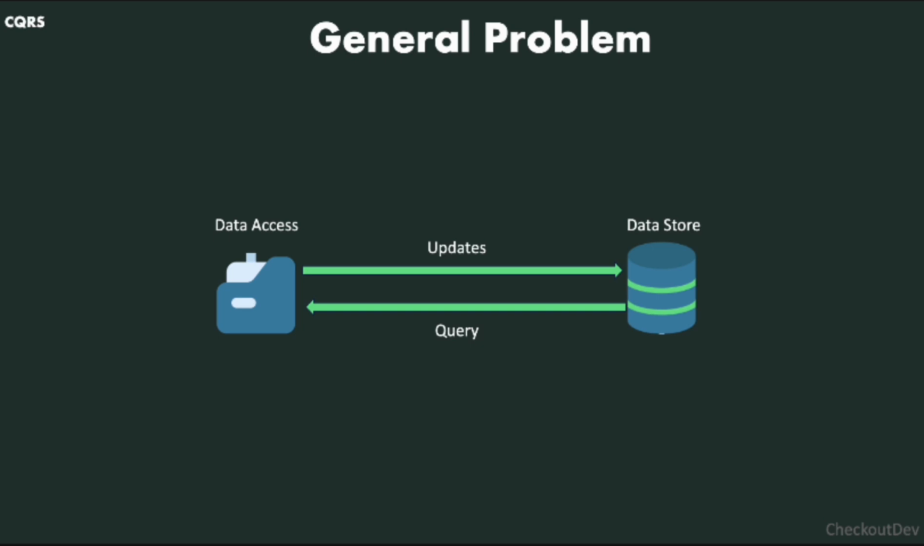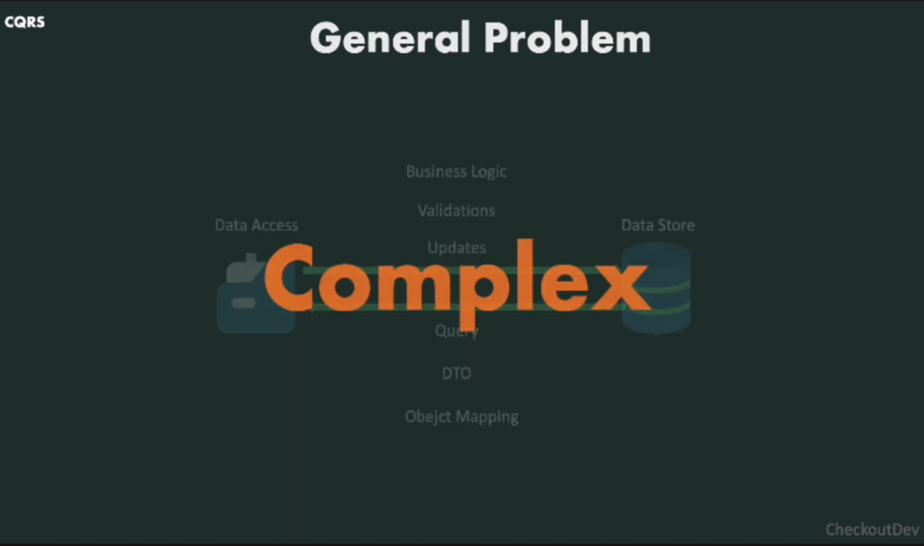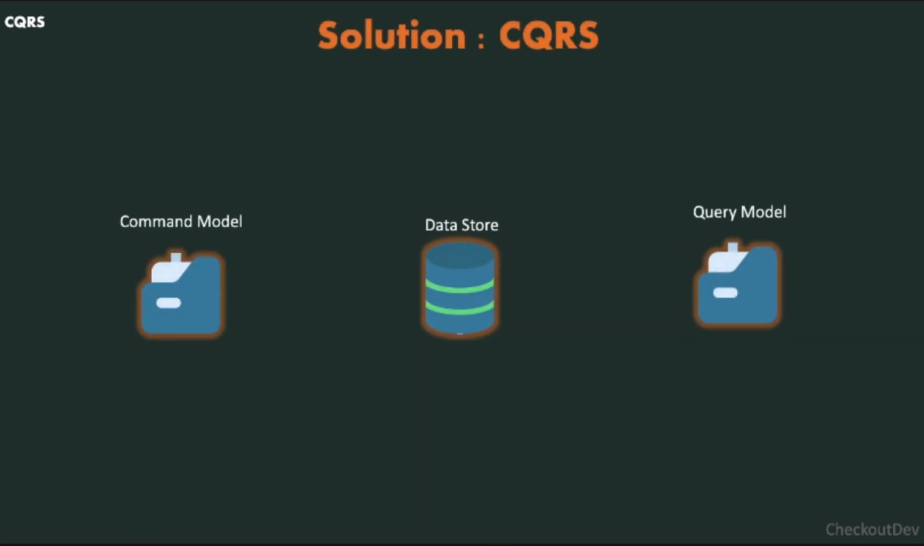But in more complex application, this approach can become unwieldy. Let's say, for example, on the read side, we'll be having to return a lot of DTOs. Also, we can be making some object mapping. And in the write side, we'll be having some business logic and also some validation, which tends to be more and more complex. So the solution that CQRS stands for is basically separating the command model from the query model. So the command model itself will be updating the data store and the query model will be querying from it.